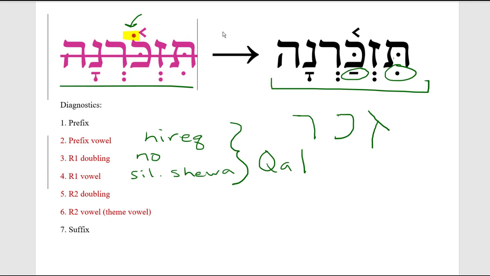We've already got enough information just from the prefix vowel and the first root letter and its vowel to know that we have a Qal. And this is a handy fact about our Qal stem. We only want to go as far as we have to parse. And in this case, we only need to go through the R1 vowel and we're done.